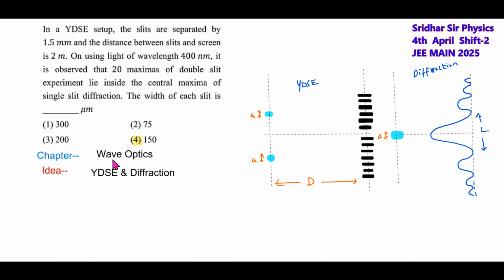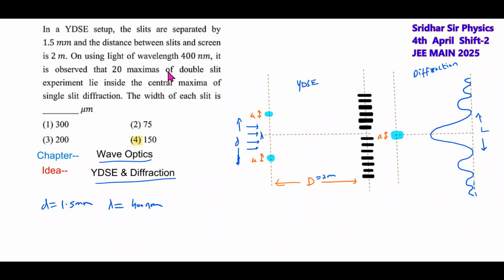This question is based on the chapter wave optics, and the idea involved is YDSE and diffraction. In a YDSE setup, the slits are separated by 1.5 millimeter. The value of this we know: d equal to 1.5 millimeter, and the distance between slit and screen is 2 meter. On using light of wavelength lambda, 400 nanometer.